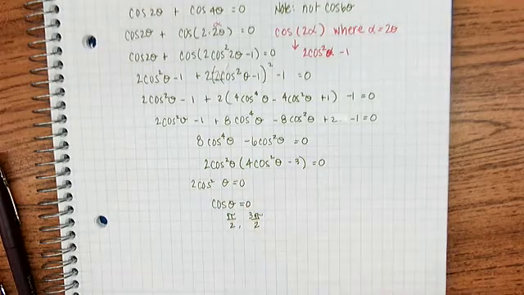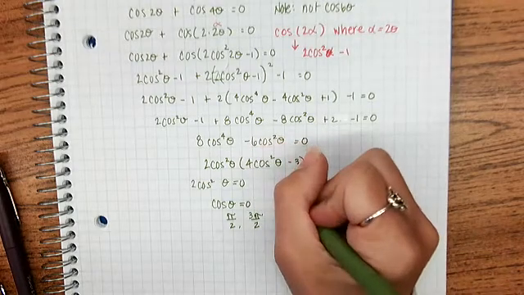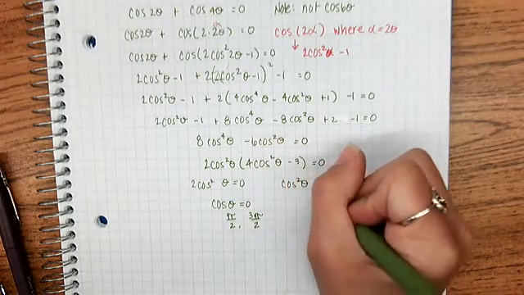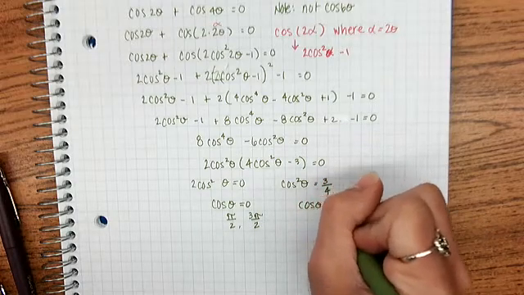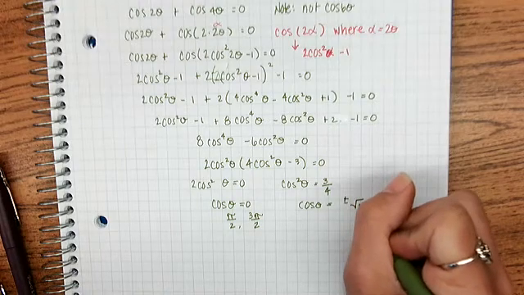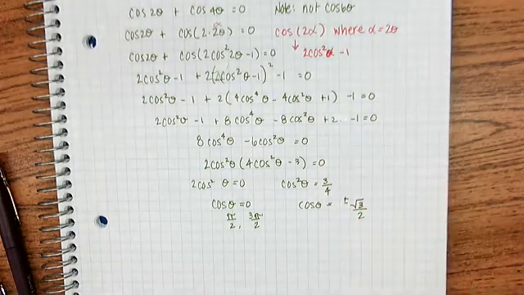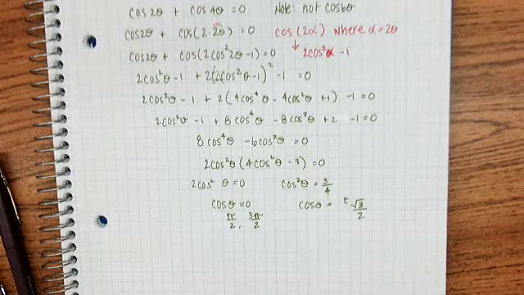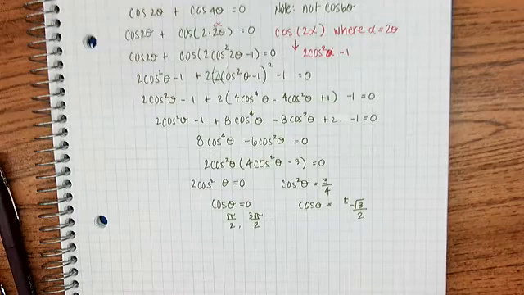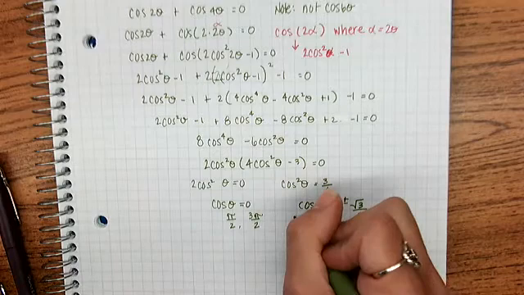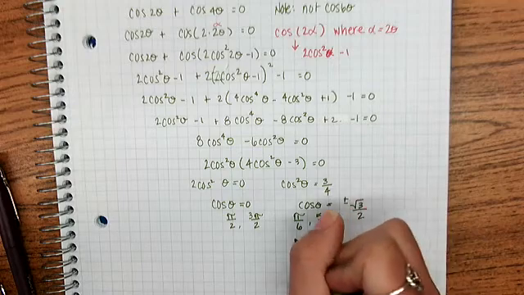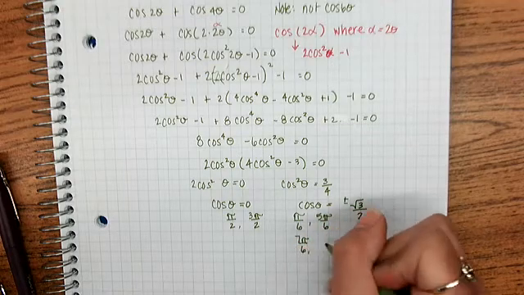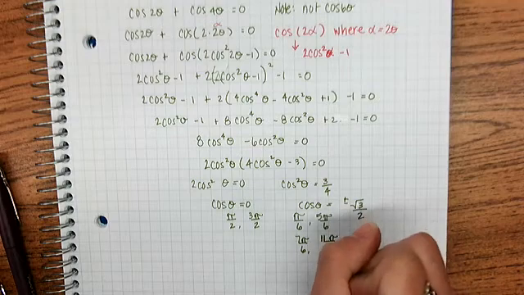This is going to be cosine squared equals 3/4, take the square root. The cosine is plus or minus root 3 over 2. How about cosine root 3 over 2? That's a 30 degree reference. Pi over 6, 5 pi over 6, 7 pi over 6, and 11 pi over 6.